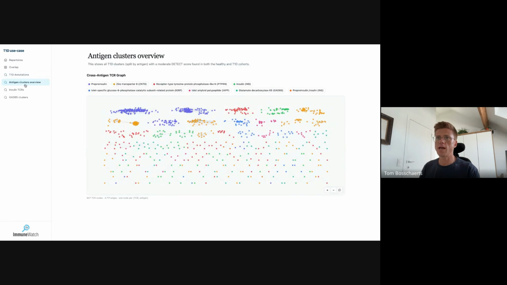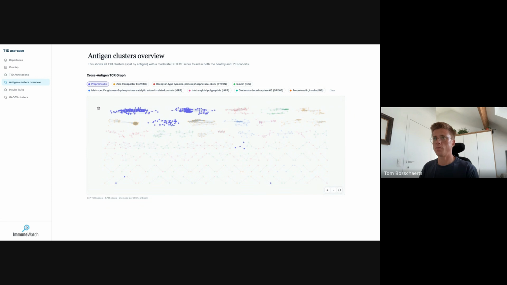Another way of looking at this is antigen clusters. These are basically different clusters of TCRs for the different antigens. You see, for example, for pre-pro-insulin, these really nice clusters, in this case one with 136 TCRs. You can see that the view is a little bit different for the different types of antigens, but clearly you have individual clusters, probably epitope specific, that are driving this antigen specific response.